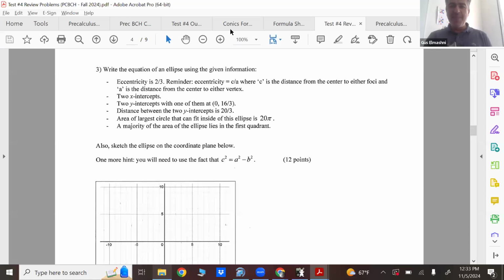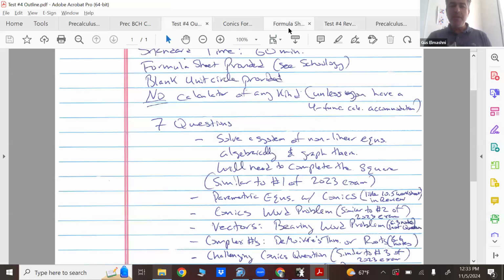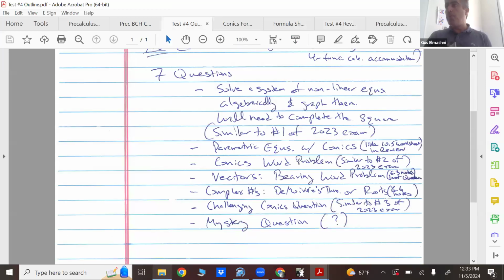So, anyhow, when you look at these bullet points, I already said this. Solve nonlinear equations algebraically and graphically. You will need to complete the square. So it's number 1 of the 2023 exam. Conics word problem, so it's number 2 of the 2023 exam.